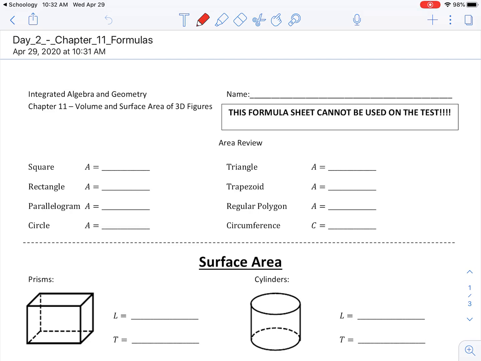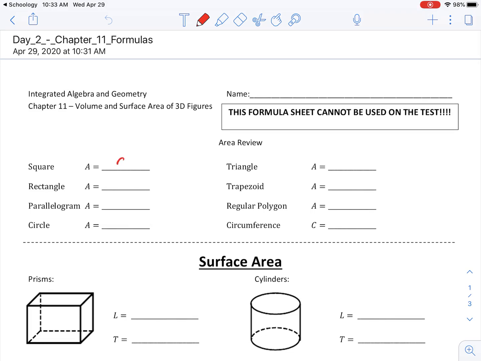I don't know if you can multitask and write at the same time that I'm writing. You might have to write them on a separate sheet of paper. All right, so these first 8 are from the last chapter, but you need them since they're included in these figures that we're working with.